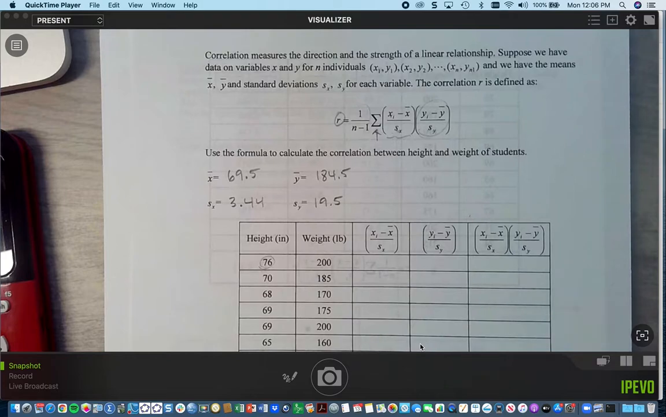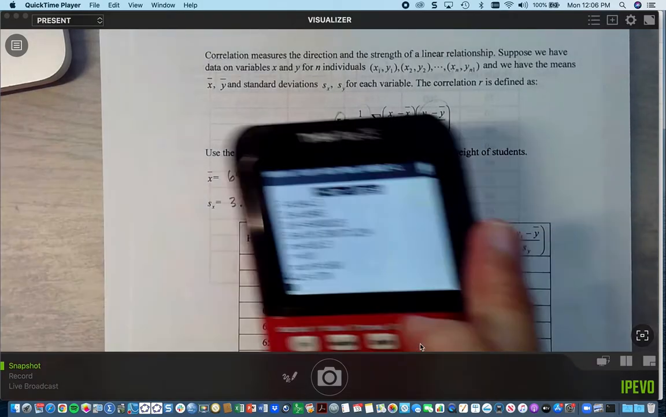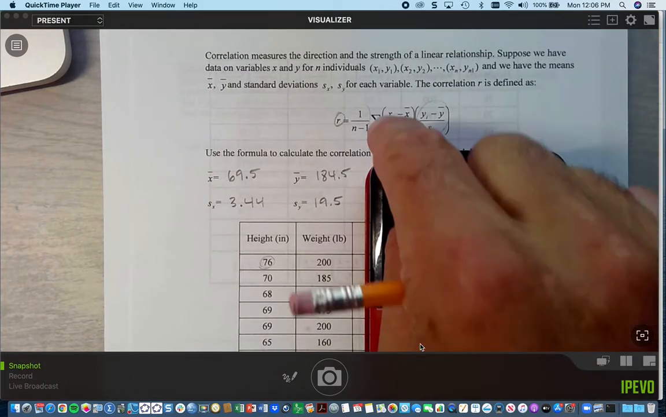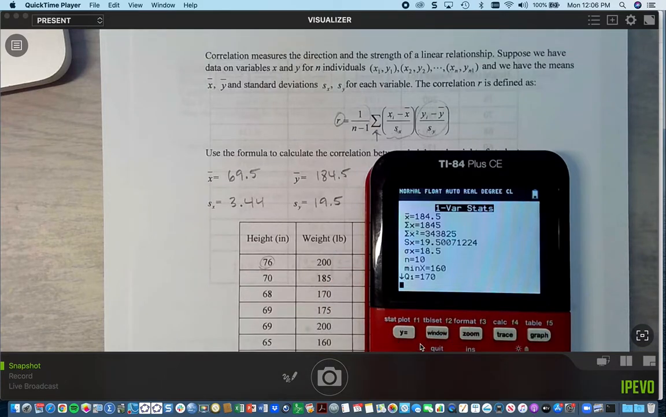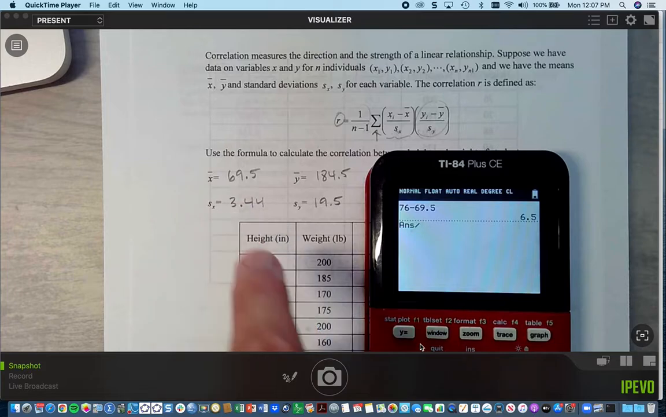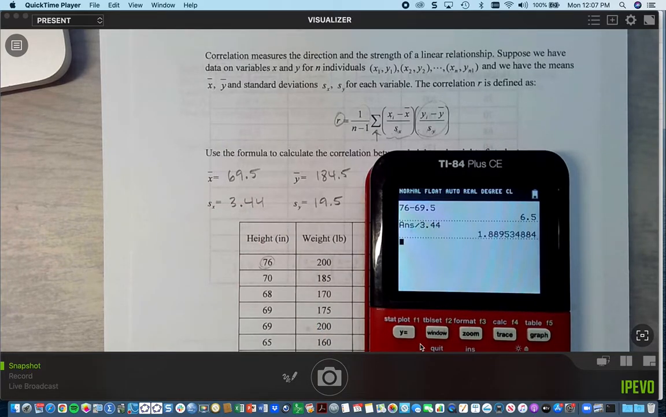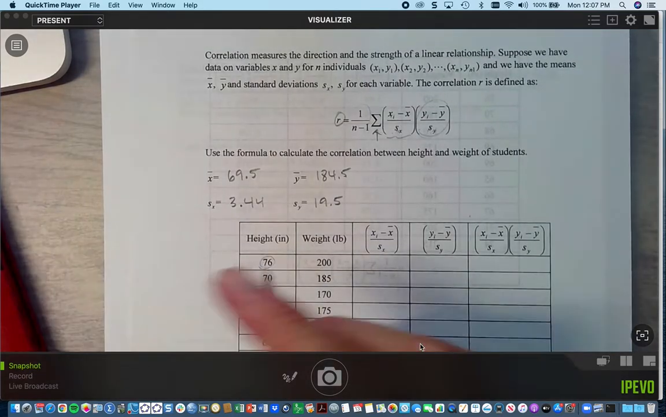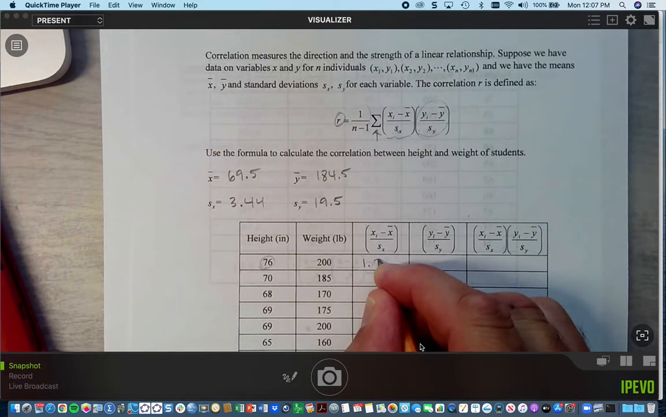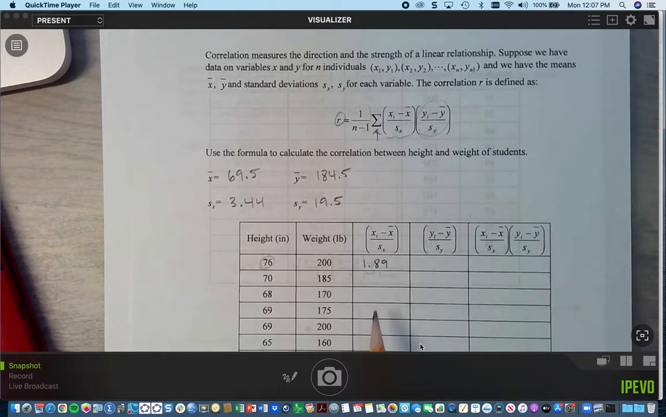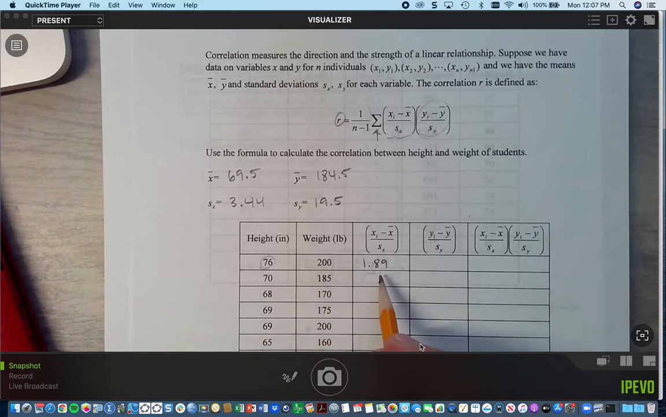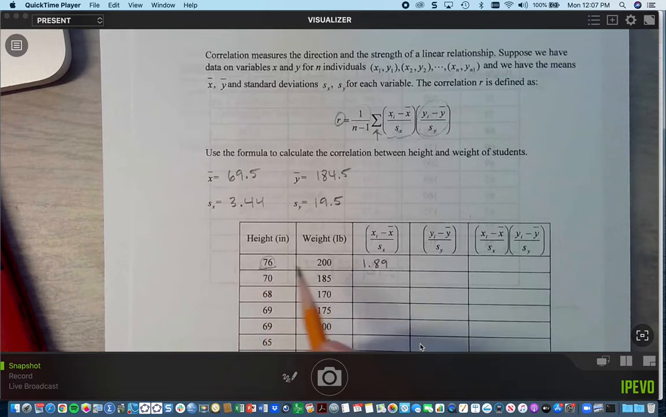So we're going to take 69.5, no, I'm sorry, we're going to take his height, 76 inches. We're going to subtract the mean of 69.5. And then we're going to divide that by the standard deviation 3.44. Okay, and we end up with about 1.89. Now remember what that tells me about this guy. He's about 1.9 standard deviations above the mean for his height.